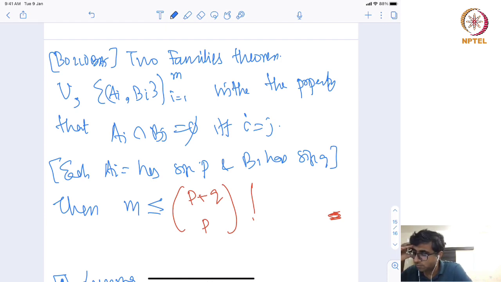You are given a universe and pairs of sets Ai, Bi with the property that Ai intersection Bj is equal to empty if and only if i equals j. Then the number of such pairs that we can obtain is p plus q choose p.